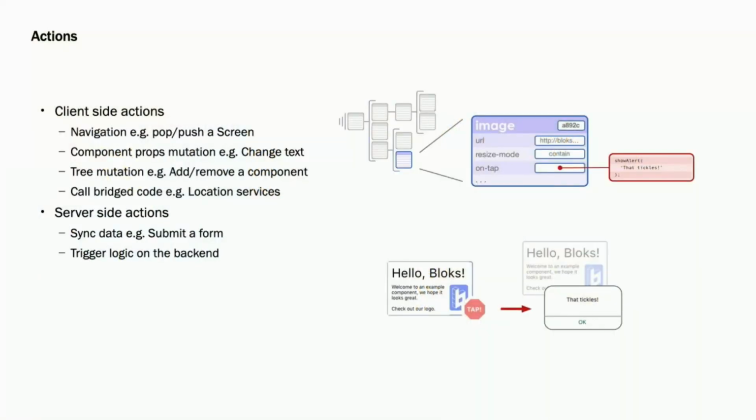We can also perform server-side actions, such as syncing data. For example, you could define a form and submit the contents of your different boxes through this particular form. We can also use it to trigger logic on the backend. All of these different actions can be predefined by yourself, mapped on the client, so that you have well-defined actions to handle, as opposed to arbitrary code to run on the client.